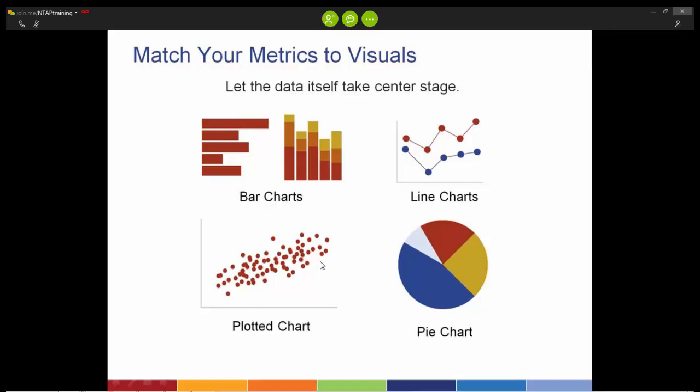Something like a plotted chart, a scatter plot, is a little less familiar. It's not the type of thing that Excel will easily do. It will do it, but not as easily as it does some other things. And so we might forget about it, but for the right type of information, it can be a really powerful thing to show overall trends.